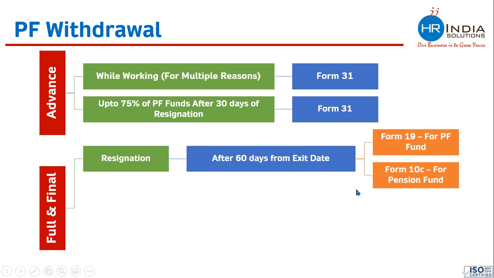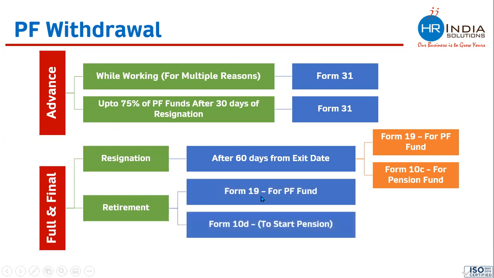Okay, and full and final settlement can also happen in the case of retirement. When you have attained the age of 58 and you have retired, you have superannuated. To get the PF fund, you need to fill Form 19, which is the same form that is applied in the case of resignation. Once you have attained the age of 58, you are eligible to get pension as well. To start your pension, you need to fill Form 10D. We will discuss these forms as well.